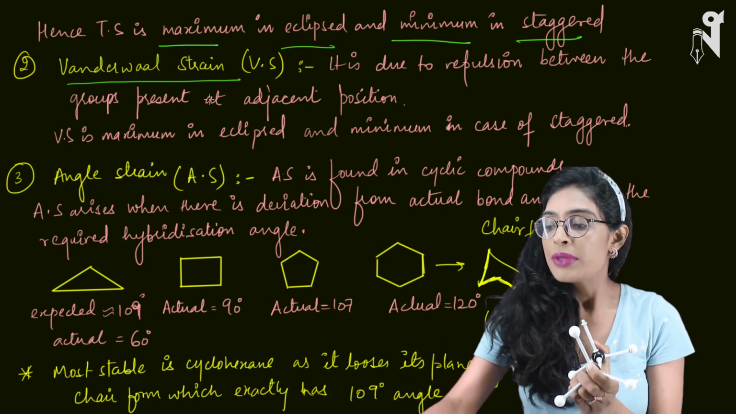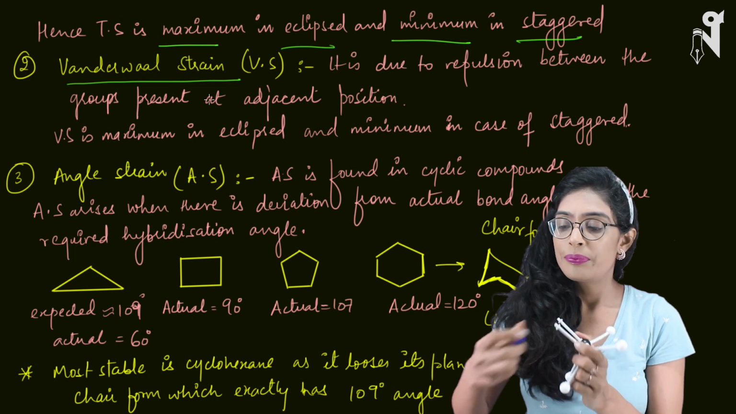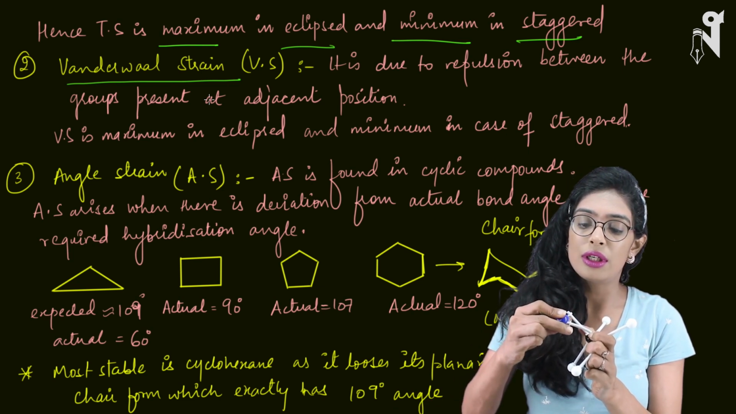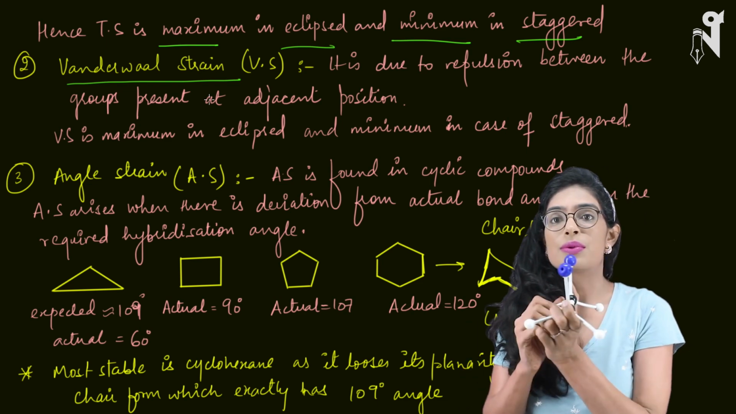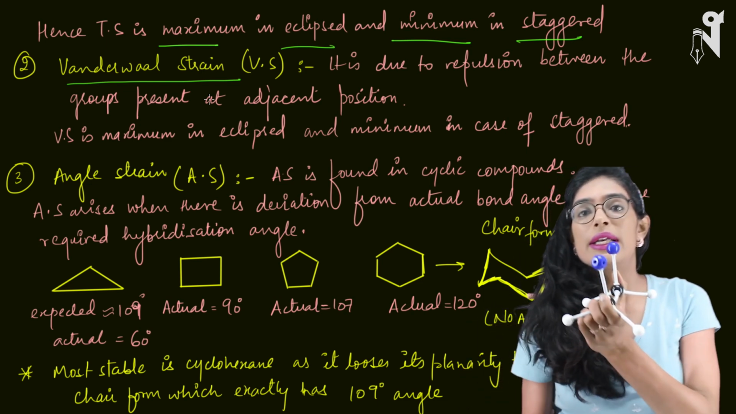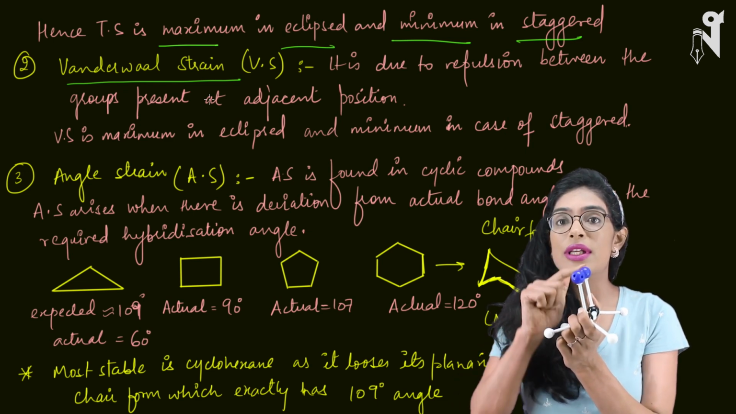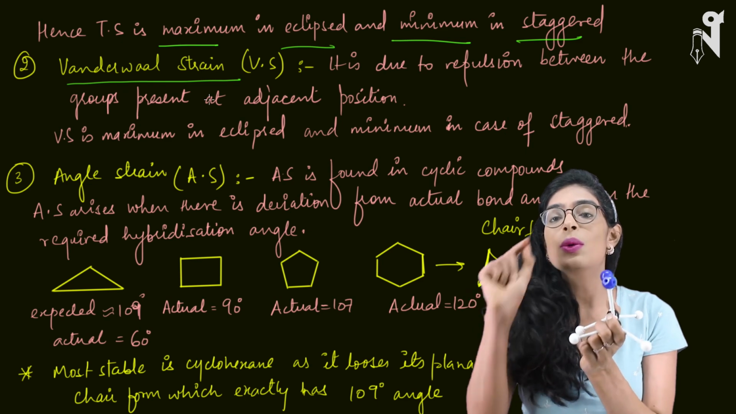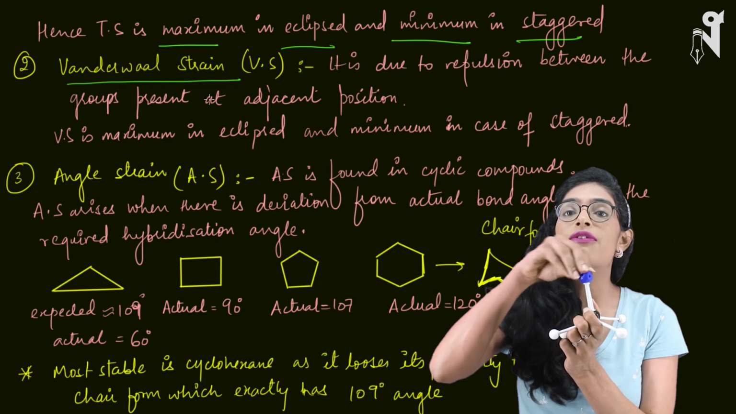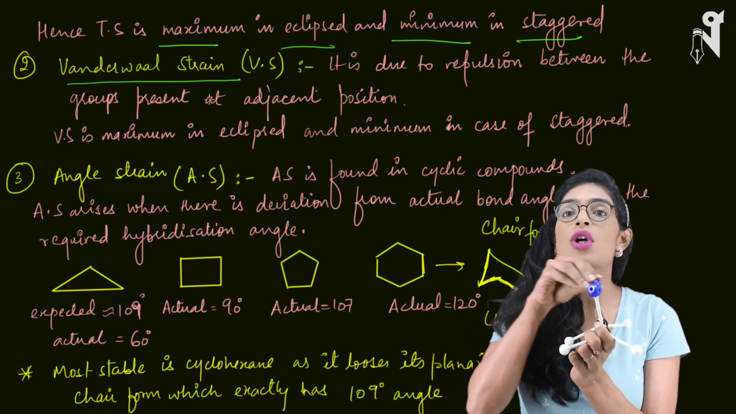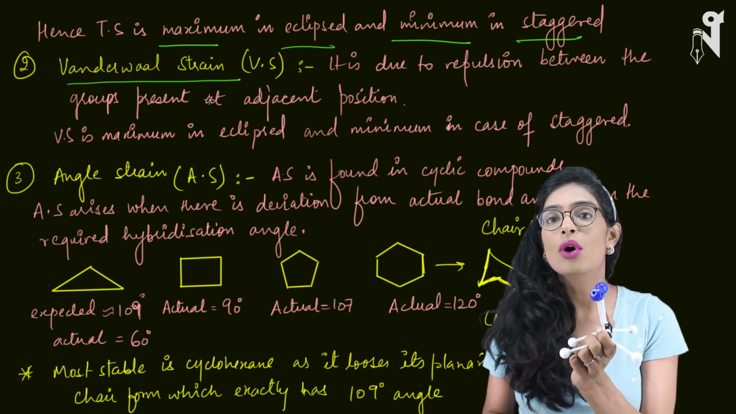But let's say I replace them with two heavier groups, let's say CH3 and CH3. Both of these are bulkier groups, at least compared to hydrogen. So when you talk about the repulsion between this CH3 and this CH3, it will be at least more than the repulsion between hydrogen and hydrogen. So the groups present on the front carbon and the groups present on the back carbon, whatever repulsion is there between them, is called van der Waals repulsion.